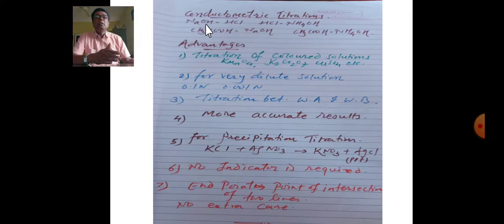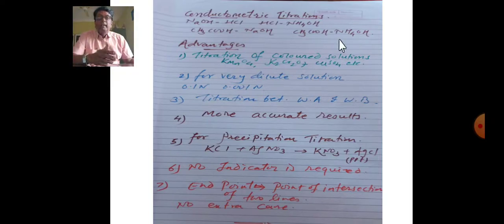First, titration between strong acid and strong base, HCl and NaOH. Second, titration between strong acid and weak base, HCl and NH4OH. Third is titration between weak acid and strong base, acetic acid and NaOH. And fourth is titration between both weak, that is acetic acid and NH4OH. So these are the 4 titrations, and by plotting a graph of all these titrations, we can easily determine the endpoint, which in conductometric titration is called the equivalence point. By determining the equivalence point, how to calculate the unknown normality of the solution, we have already seen.